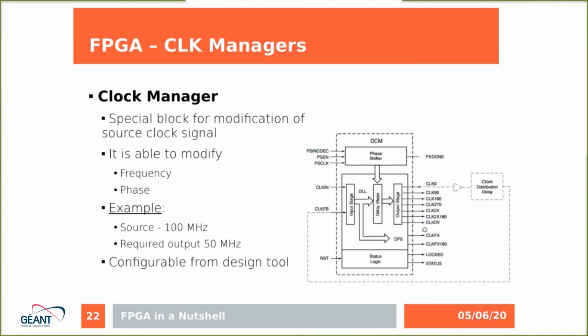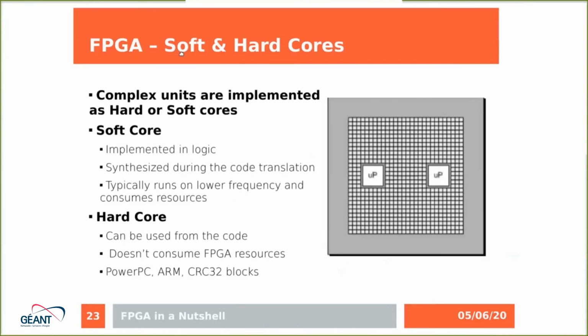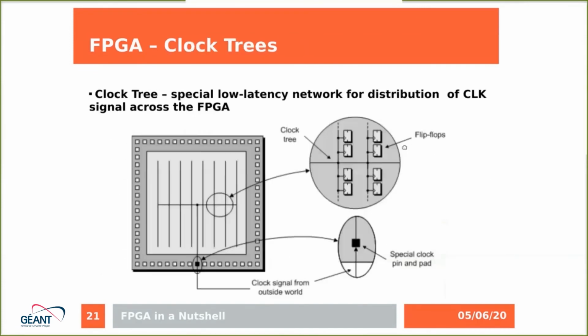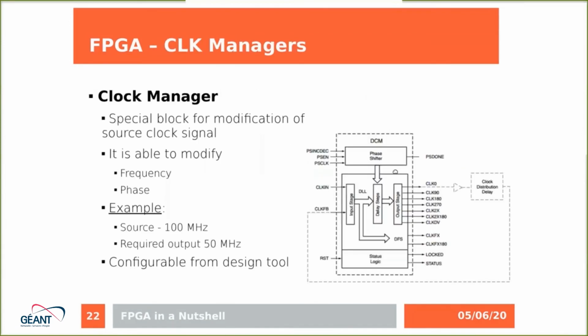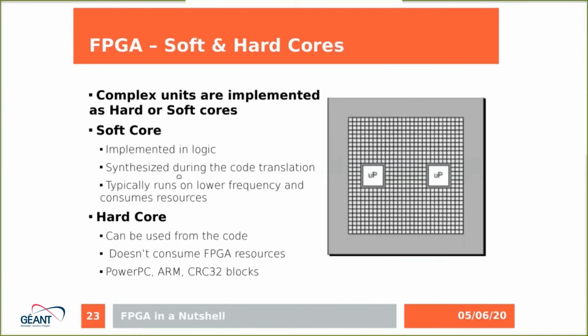The FPGA also contains some cores, and digital designs can be implemented as a soft core or a hard core. The soft core is implemented in logic, so it's implemented in these configurable logical blocks, and this means that these blocks consume resources on the FPGA. So they are synthesized during the code translation, and very typically these kinds of blocks run at a low frequency and they consume more resources based on the complexity of the implemented core.